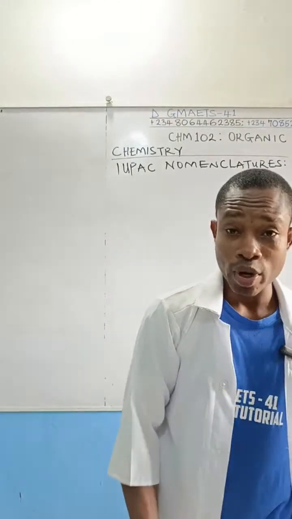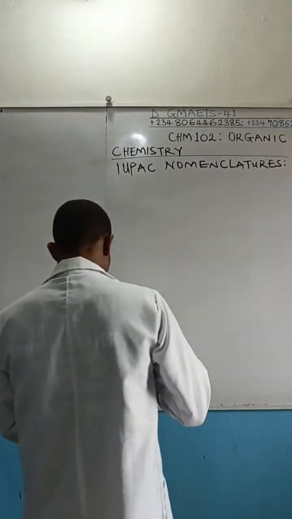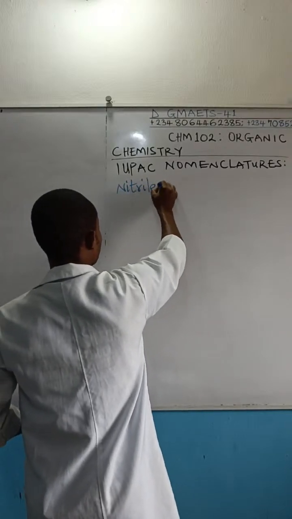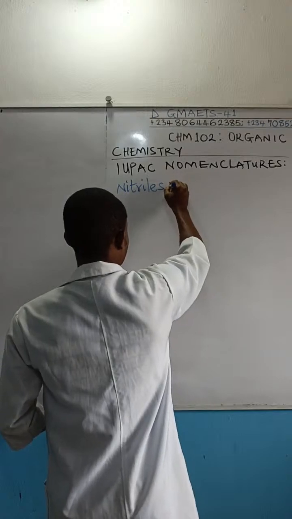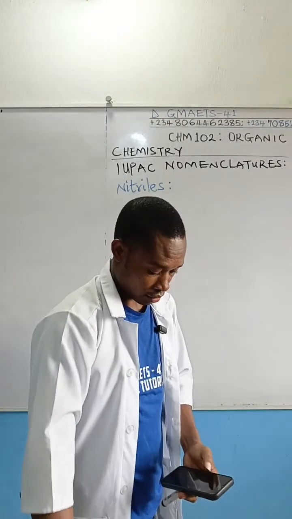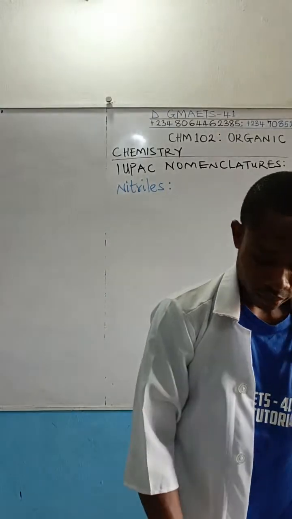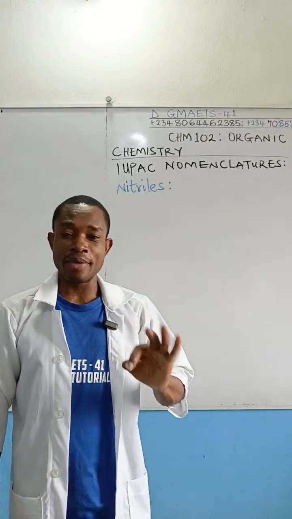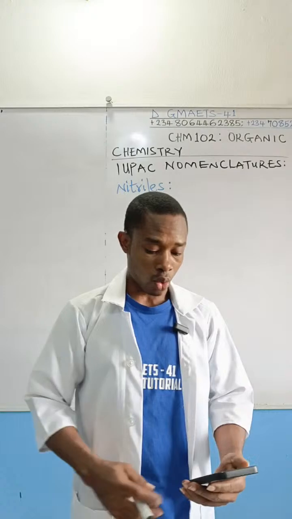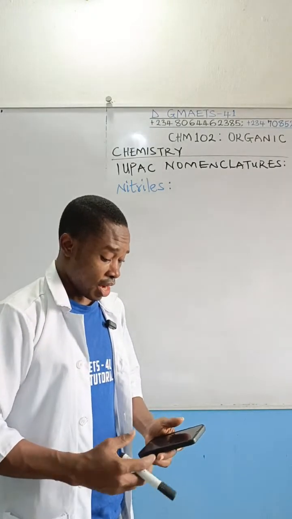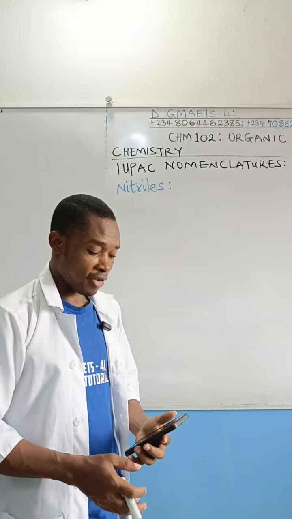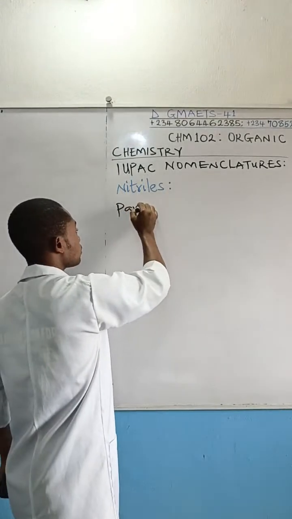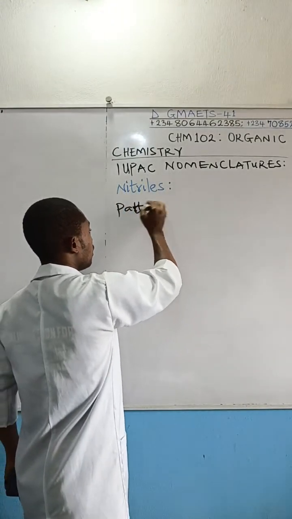Okay, so we are looking at nitriles as the next functional group we want to give attention to. Nitriles. Now, nitriles, right? The pattern the parent name follows is very important as always, because once you know the pattern the parent name takes, you won't have problems with that.